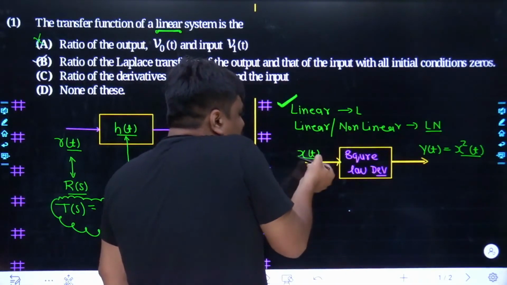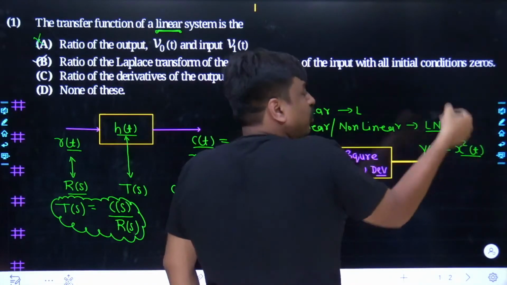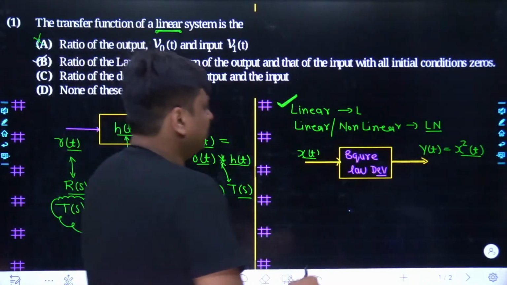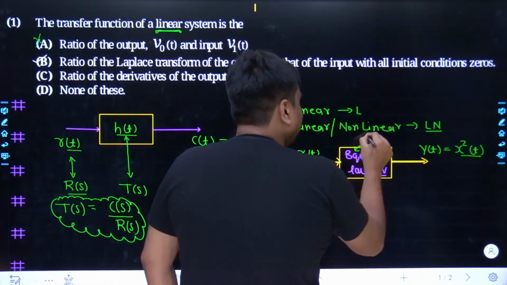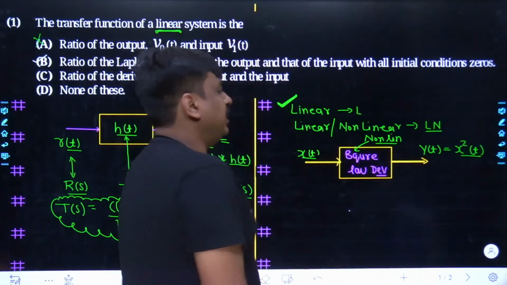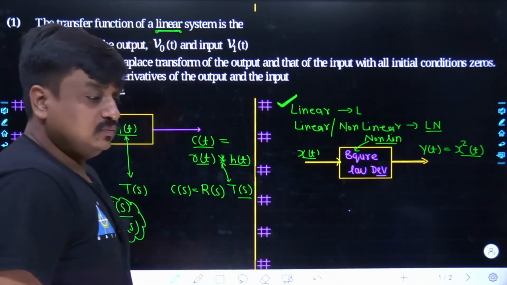Then only is x of t simply going to get squared, or maybe raised to the power of 3, maybe to the power of 4, and so on and so forth. But for the time being, I have taken this as a square law device. So obviously, which system is it? A non-linear system it is. And now I will try to get its transfer function, whether it is possible or not, that we are going to see now.